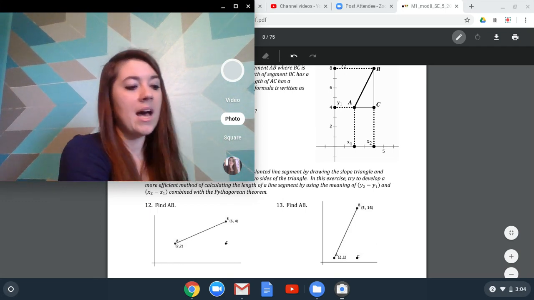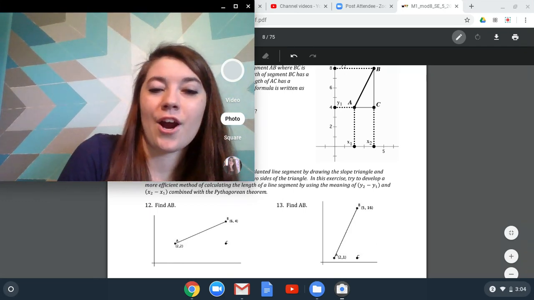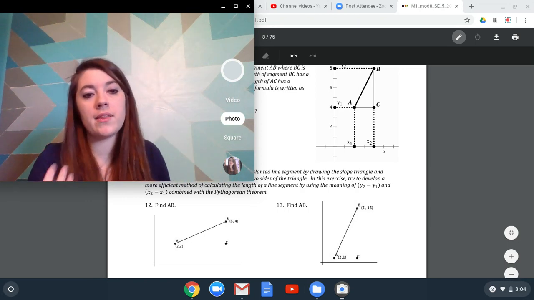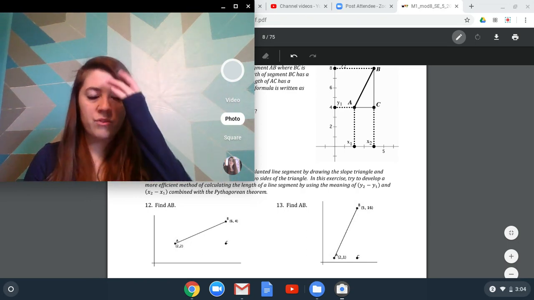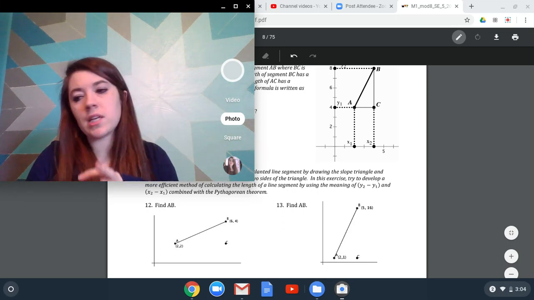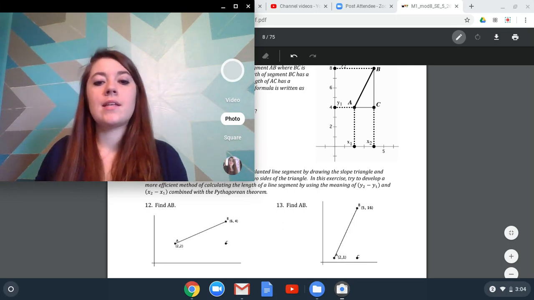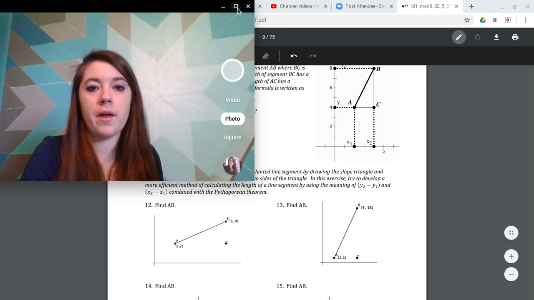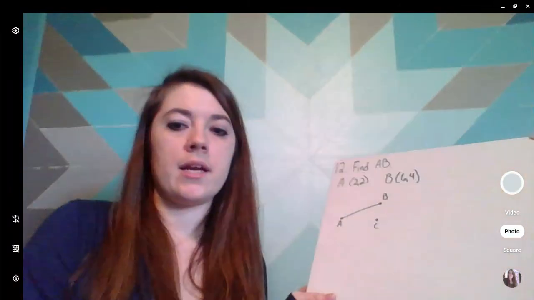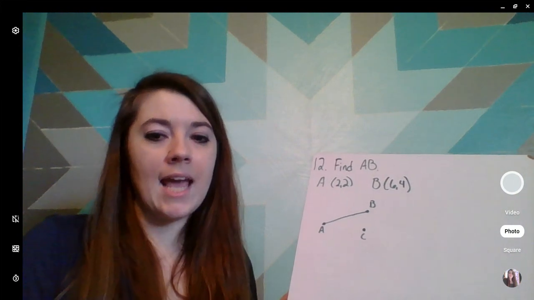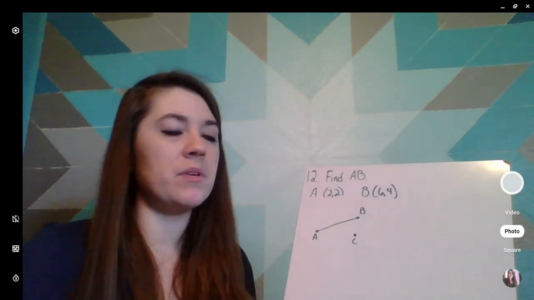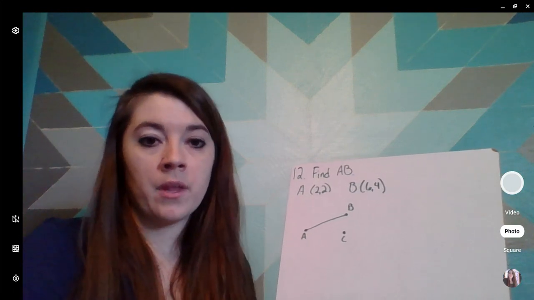So we're going to combine both the Pythagorean theorem and the slope, sort of, because the y2 minus y1 and the x2 minus x1 come from our slope formula. So we're essentially combining these two formulas to work through this. I have the first one, number 12, written out on my board here. We want to find AB. Now A is the point (2, 2) and B was the point (6, 4).